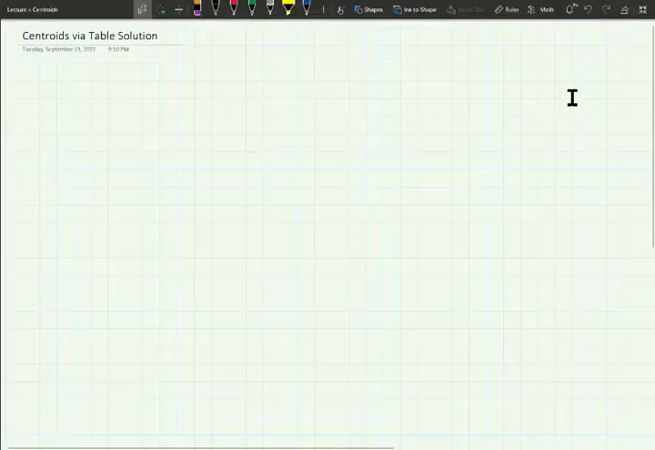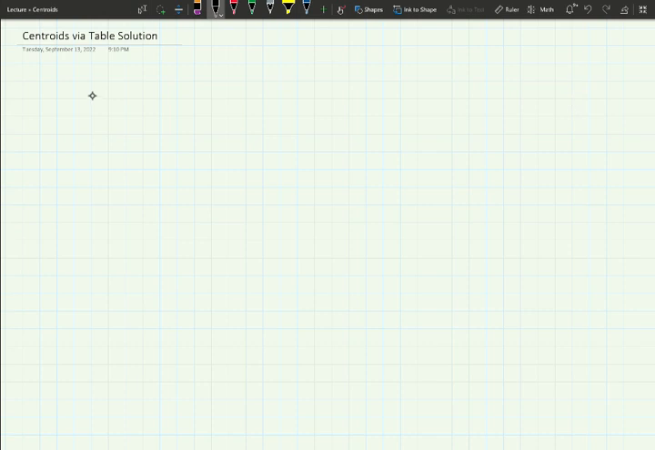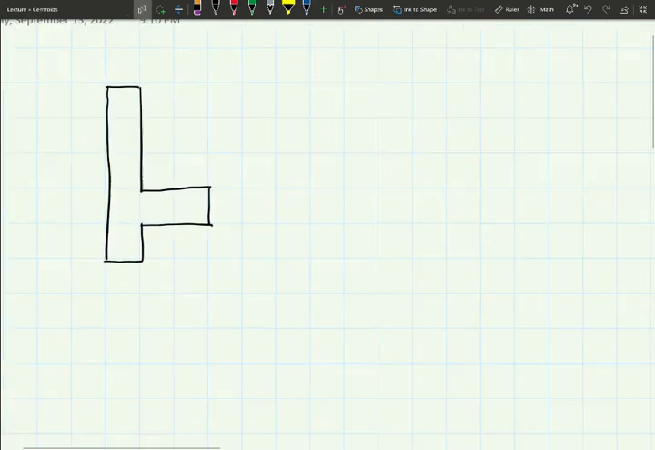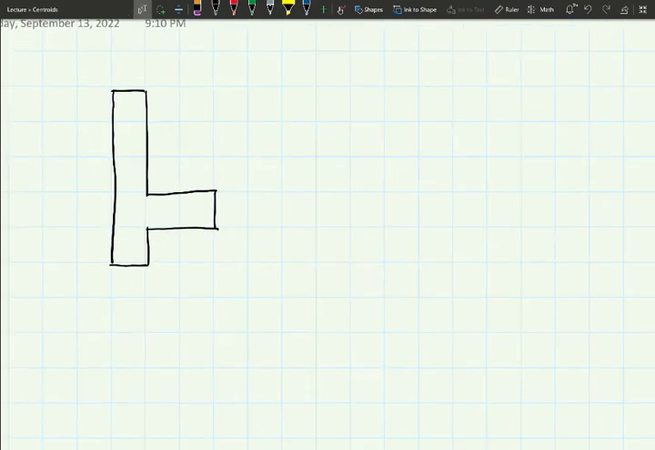All right, so let's do one that has an interesting shape. So we'll do this. All right, and blow that up just a bit. We're going to call this 4 inches.